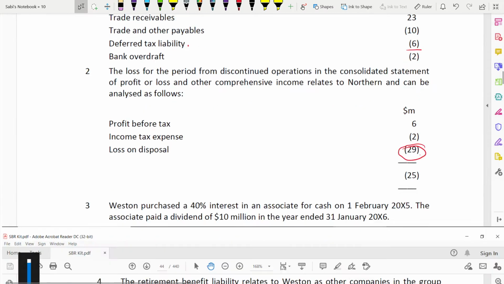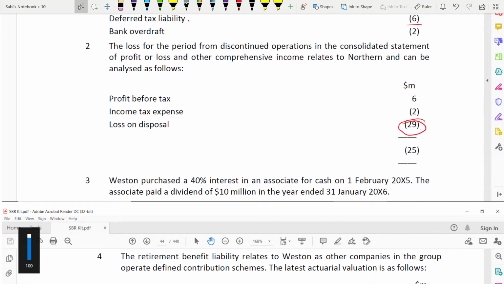Okay. Point number 3. Weston purchased a 40% interest in an associate for cash. Purchase of a 40% interest, less than 50% but more than 20%, is an associate. Okay, and clearly they have told us it is an associate, so you don't have to worry whether they have influence or not. All those things are not needed. Clearly they have mentioned associate, so it's an associate. 40%. Okay, this is another thing. Okay, that is not this thing. Another associate they have purchased for cash on 1st of Feb 2005.